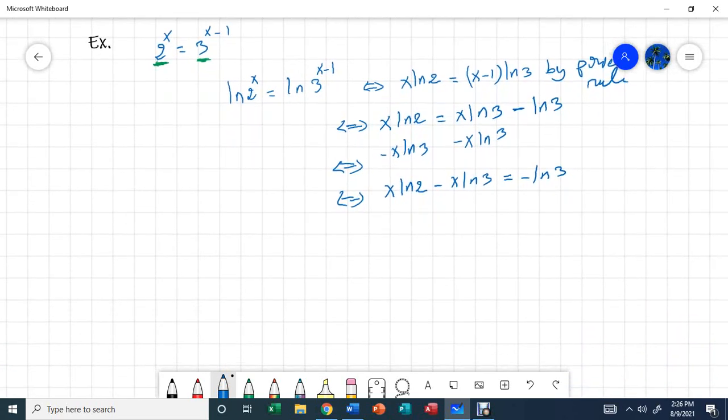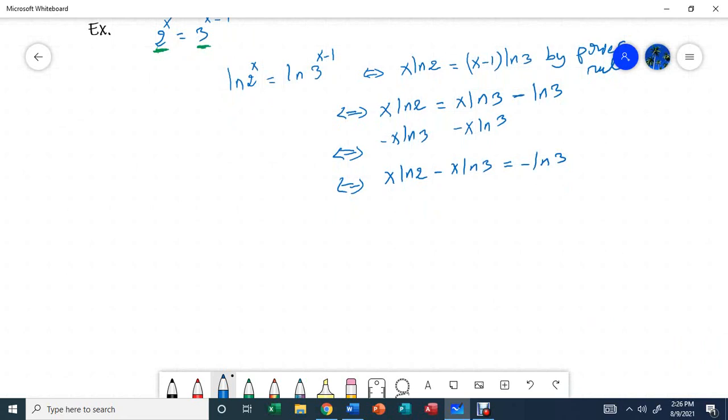Next, I need to factor out the x on the left hand side. So factor out x, I get x times ln of 2 minus ln of 3 equals negative ln of 3. So now dividing both sides by ln of 2 minus ln of 3, or I can use the quotient rule to make this x ln of 2 divided by 3, by the quotient rule, equals negative ln of 3.